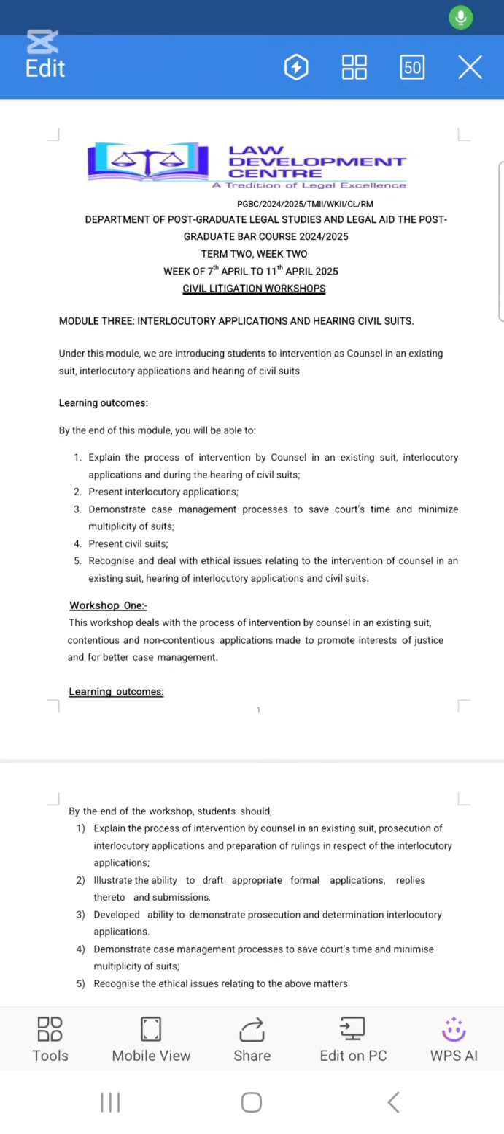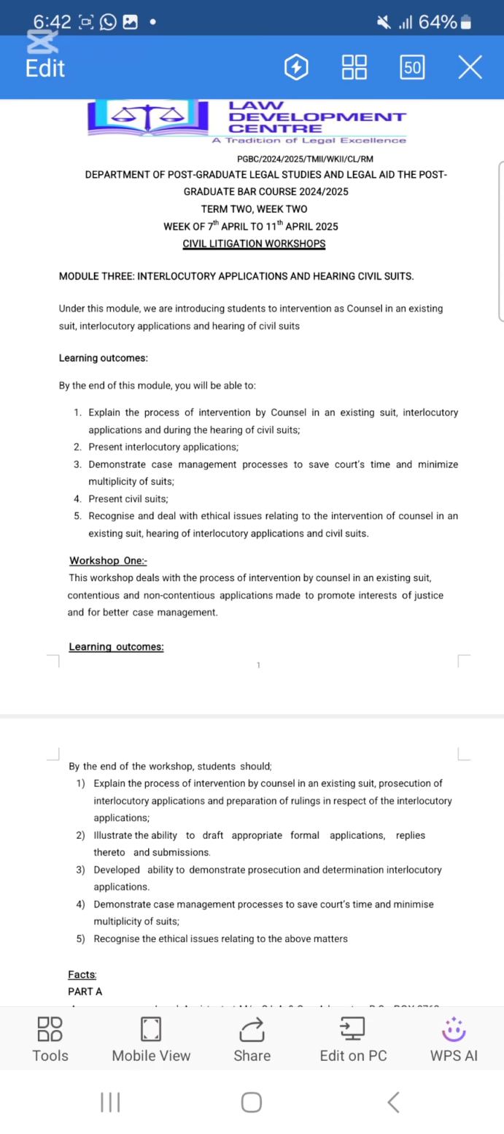Welcome to Civil Litigation Week. As far as this week is concerned, Module 3 we shall be dealing with interlocutory applications and hearing of civil suits. So under this module, we are introducing students to intervention as counsel in an existing suit, interlocutory applications, and hearing of civil suits.